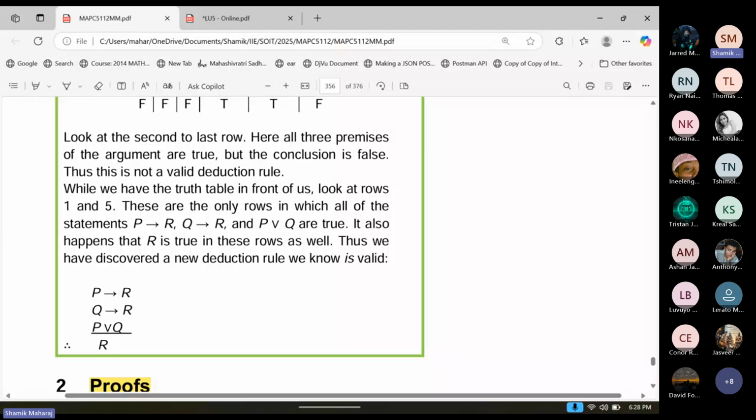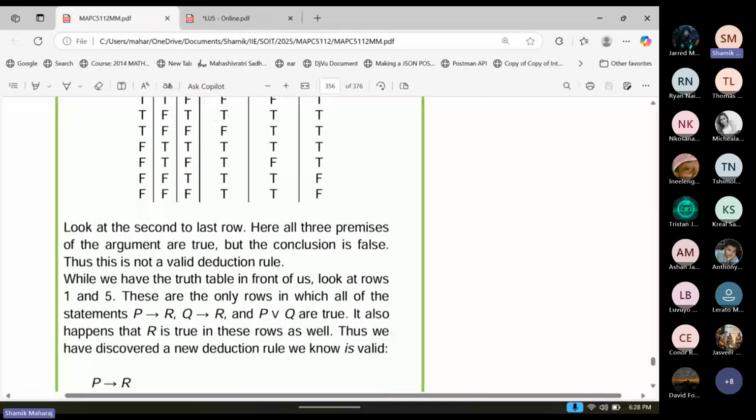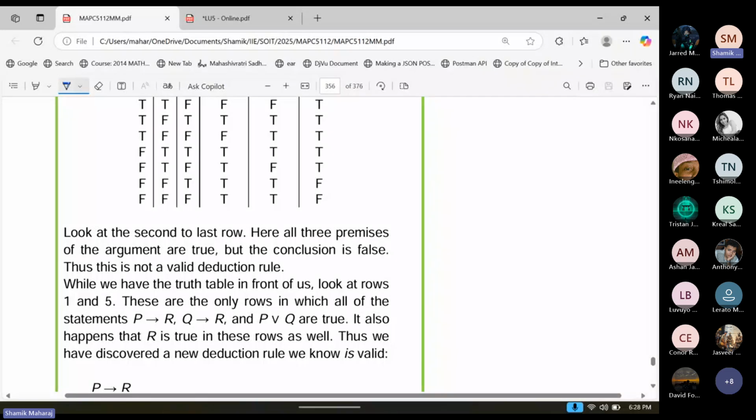So what we did is right. The conclusion is false. It's not a valid deduction rule. Okay, they found a separate deduction rule, which is not the question. That's not the point. Okay. Oh God, that was stressful. So the conclusion is false. It's not a valid deduction rule.